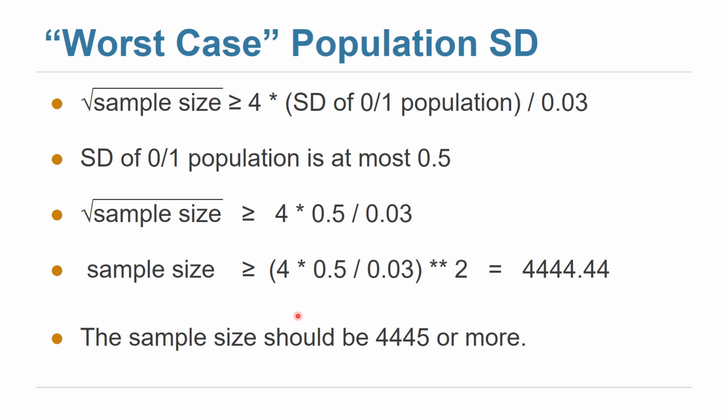Okay, so that means that if I want the width of the confidence interval to be 3%, then I have to draw a sample of at least that size. Okay, if I want the width of the confidence interval to be 1%, then of course that number will increase.